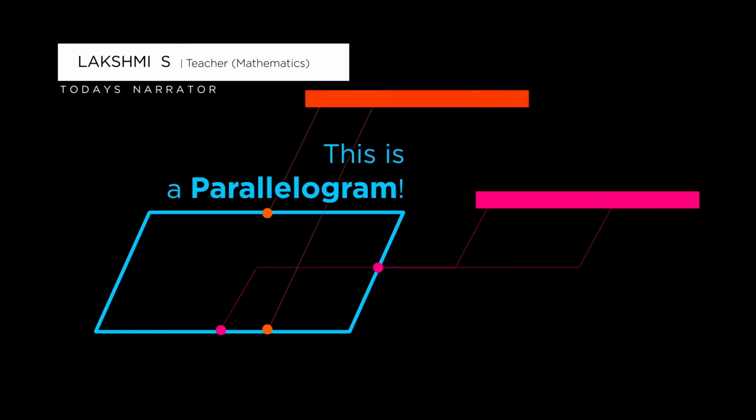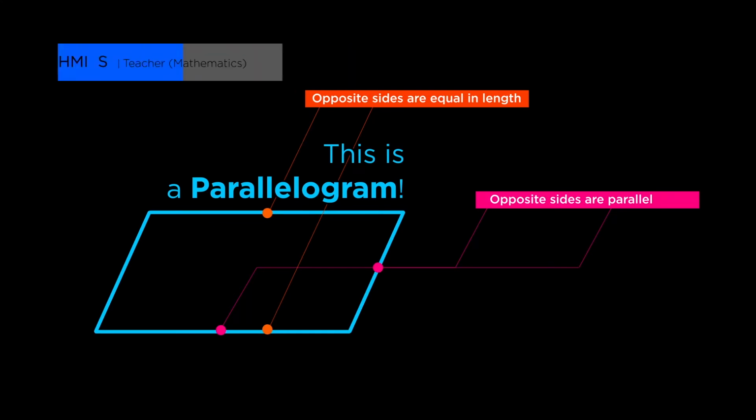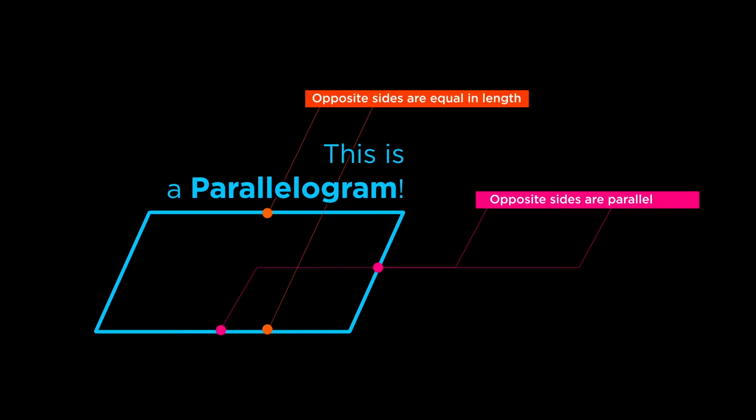Parallelogram. Okay, so let's look into the properties of a parallelogram. As the name suggests, the opposite sides of a parallelogram are parallel as well as equal in length. There is no particular property for its adjacent sides. Let's look into the diagonals.